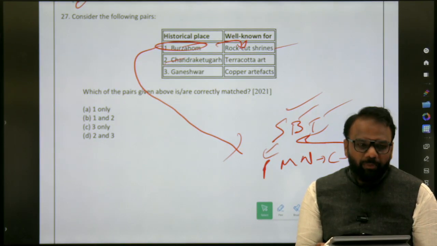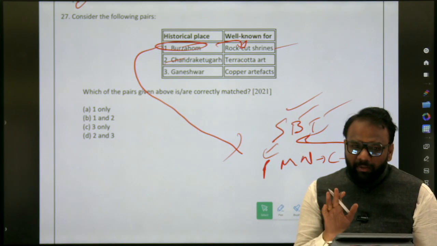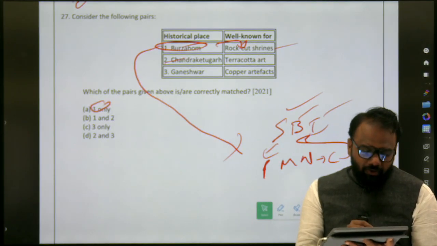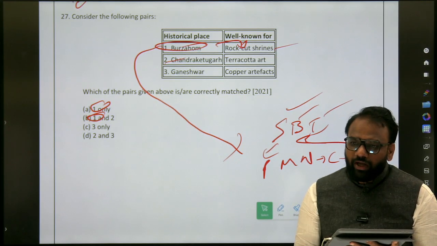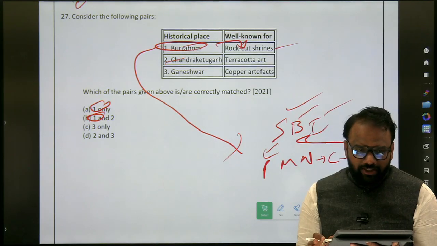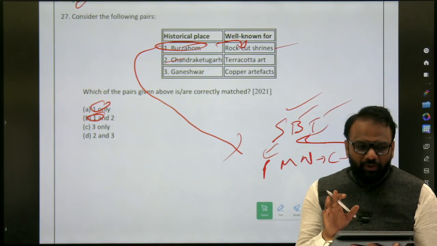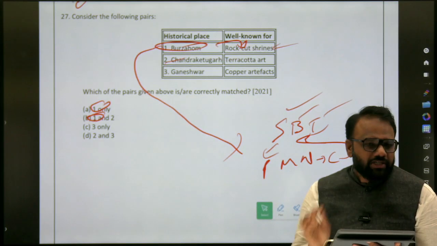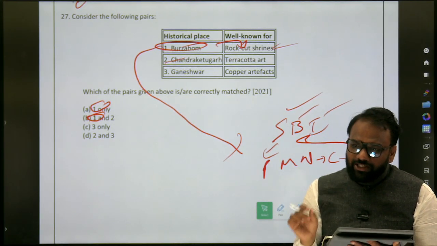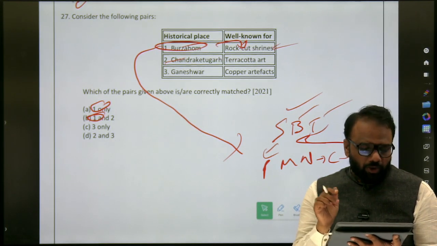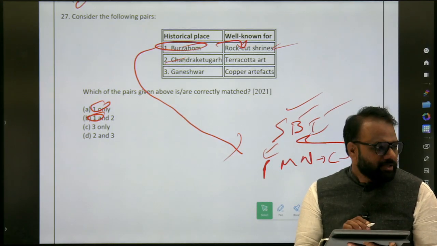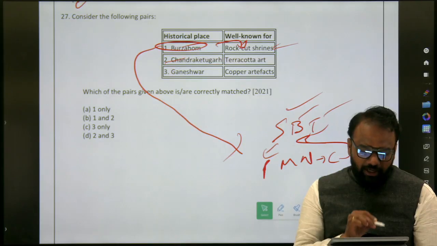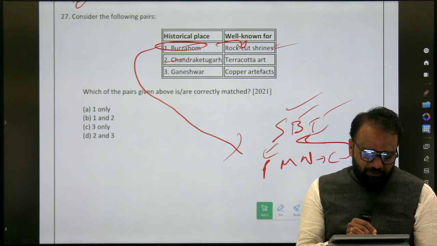So Burzahom should not be part of the answer. In our question, Burzahom should not be part of the answer. So we'll eliminate 1 and 2. Anyhow, Neolithic or Chalcolithic, it's a prehistoric site, and in the prehistoric period, we did not have the concept of rock cut shrines. So based on this information, we are able to conclude that 1 is wrong. When 1 is wrong, options 1 and 2 are eliminated.